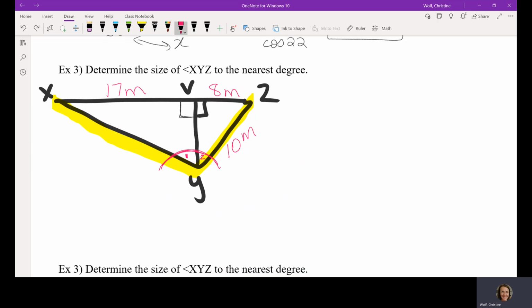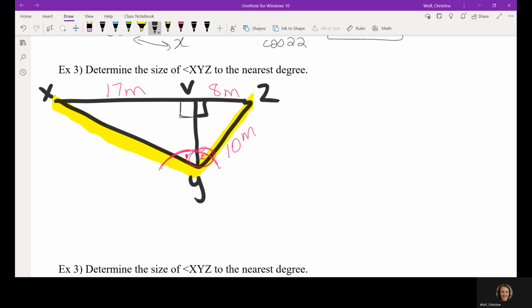Okay, so you always look for the triangle that you know more in. In the triangle on the left, I only know the 17, not going to help me. But in the triangle on the right, I know two pieces of information, the 8 and the 10, right? If you know two pieces of information, you can always find a third, whatever you want. So I would recommend using 8 and 10 to find that little angle number 2. Does that make sense? Okay.